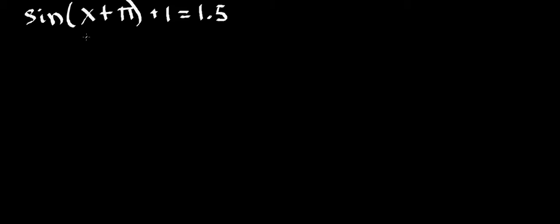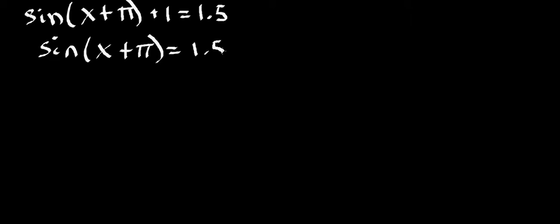Hi, this is a video for question 2 in your assignment 1. It's a trigonometric equation. We have the sine of x plus pi in radians, plus 1 outside the sine, equals 1.5. We start by leaving the sine on its own, so sine of x plus pi equals 1.5 minus 1, so 0.5.